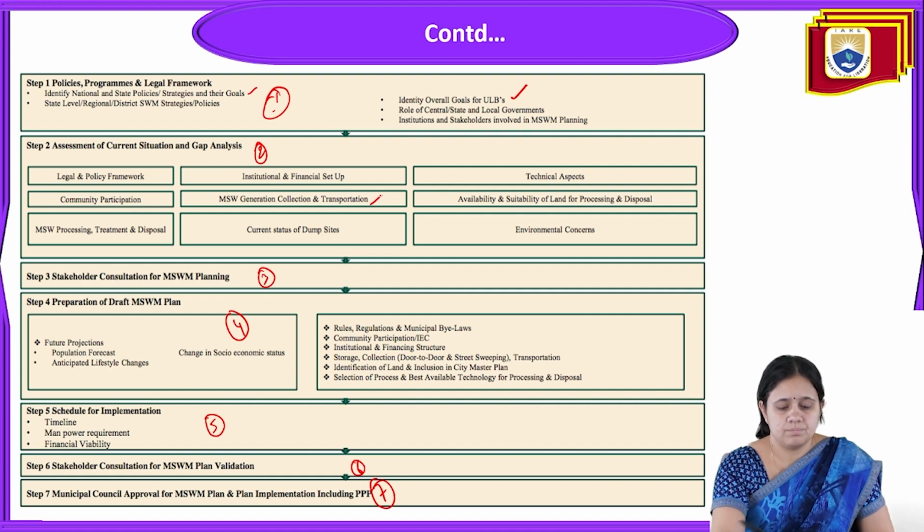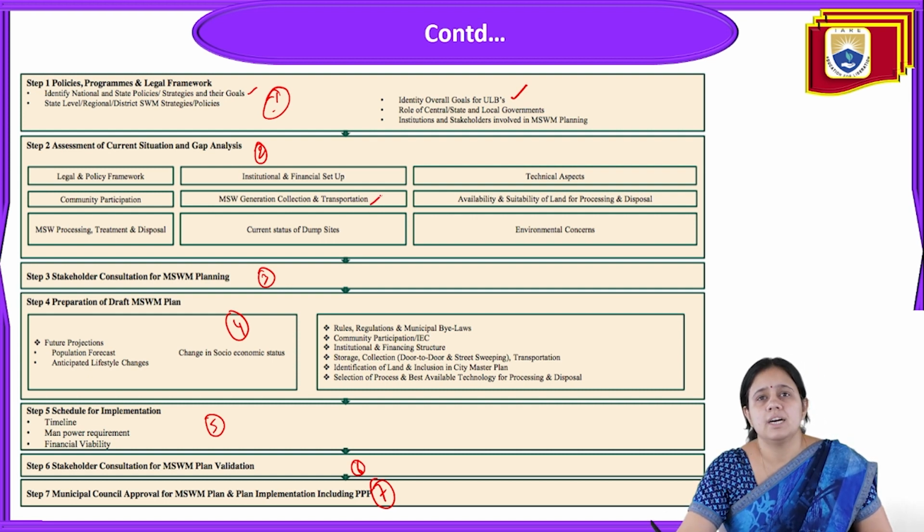And next is about the MSW generation, collection, and transportation. The MSW, municipal solid waste generation, its collection, and then its transportation. Availability and suitability of land for processing and disposal of solid waste.